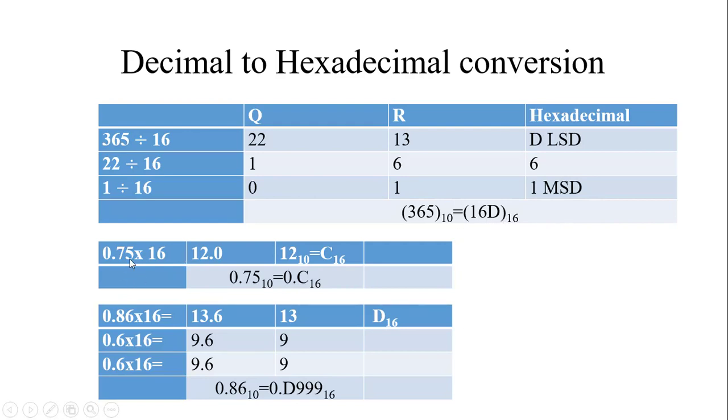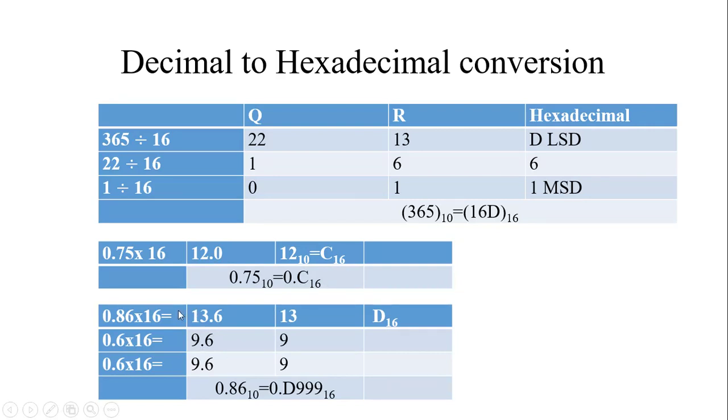To convert decimal fractions to hexadecimal, multiply the fraction by 16. The fraction part of the product is remultiplied by 16 until the fractional part is 0. Here the carry is 12. This is a decimal 12, so we have to replace it by its hexadecimal equivalent. The hexadecimal equivalent of decimal 12 is C. So 0.75 equals 0.C in hexadecimal.